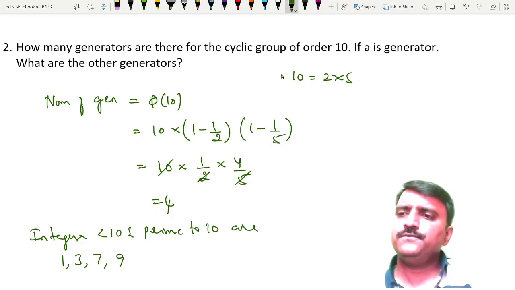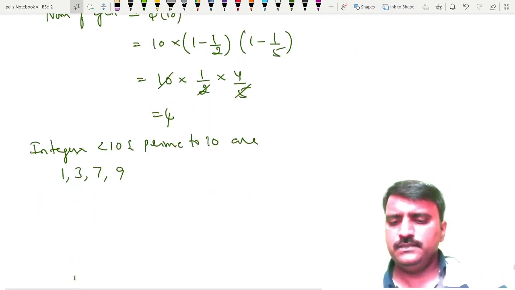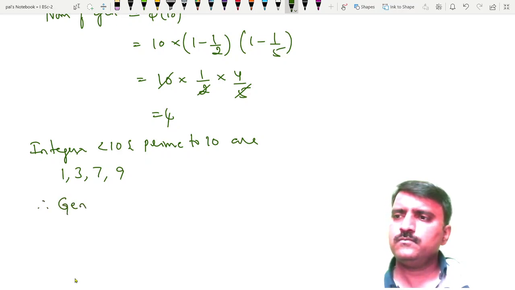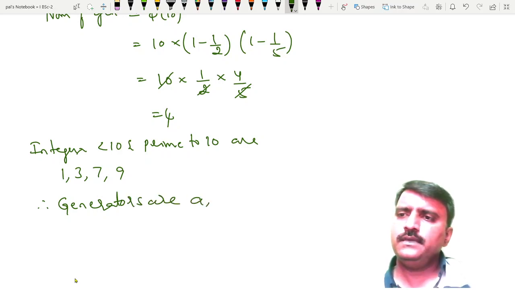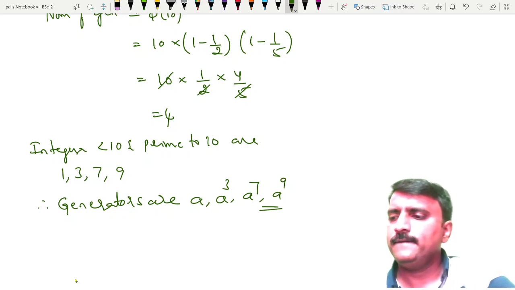Okay, so therefore the generators are, it is given that A is one of the generators. So therefore the generators are A, A to the 3, A to the 7, A to the 9. So the generators are A to the 3, A to the 7 and A to the 9.